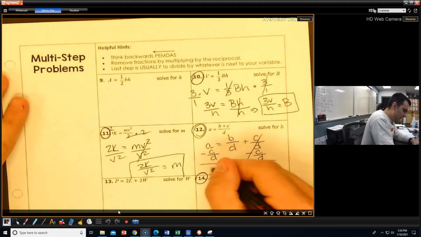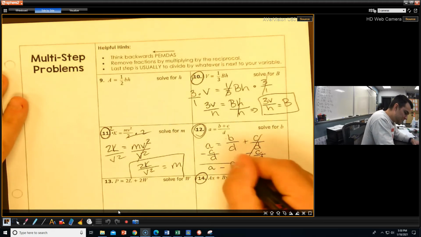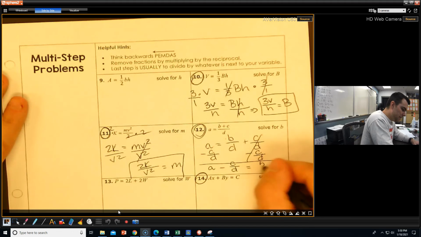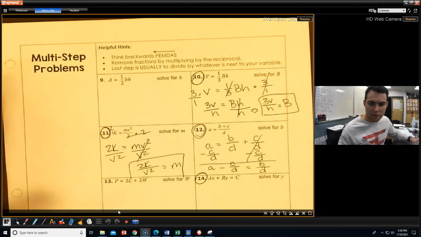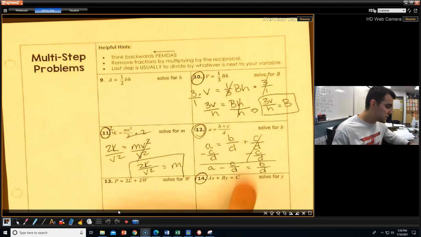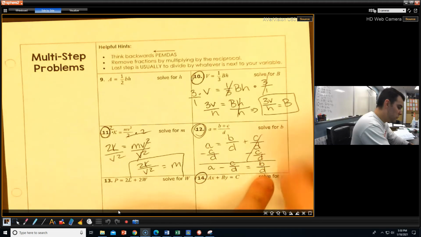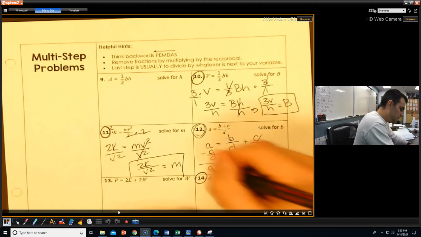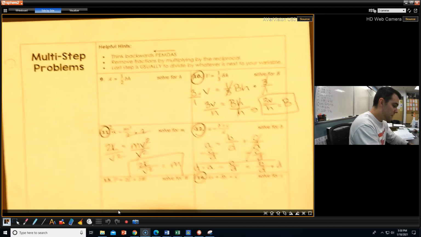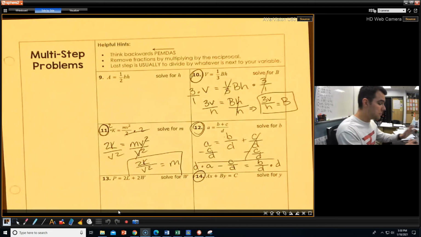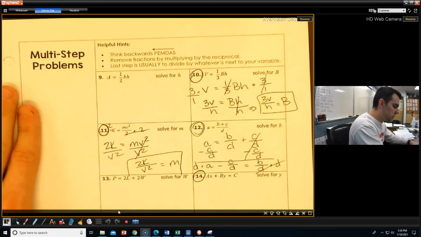And so I get a minus c divided by d is equal to b divided by d. Kind of running out of room. Well, the last thing I got to do is get b by itself. I got to multiply both sides by d. Now, here's where things get a little tricky. This problem's really weird. This is a great problem. The d's are going to cancel over here, which is awesome.